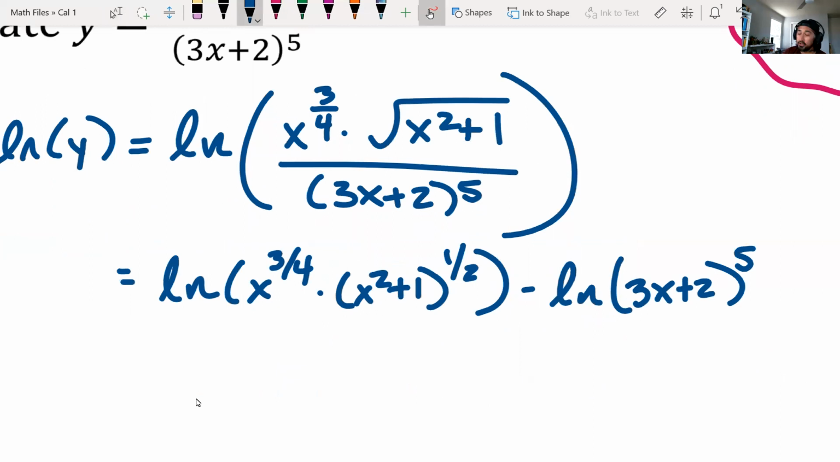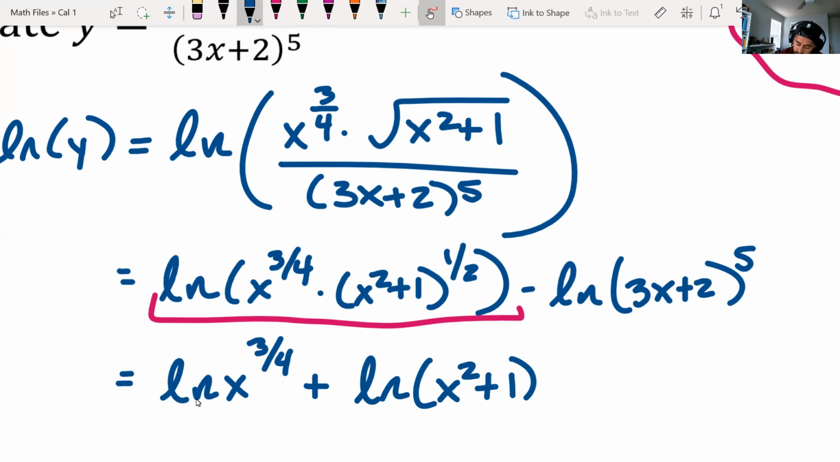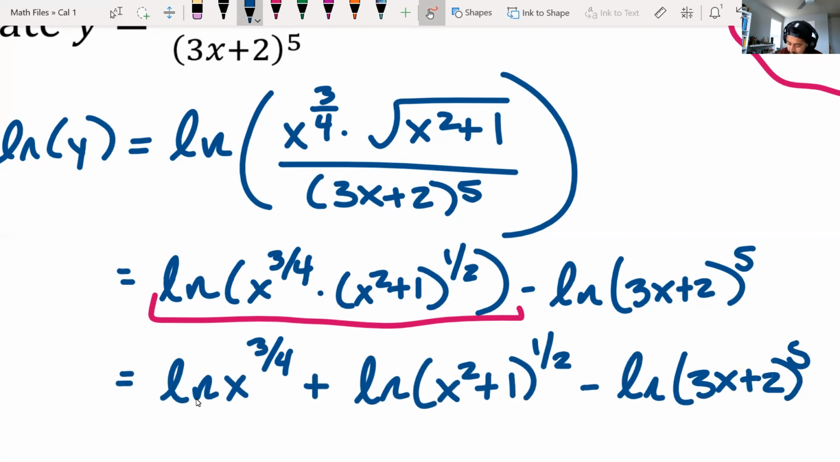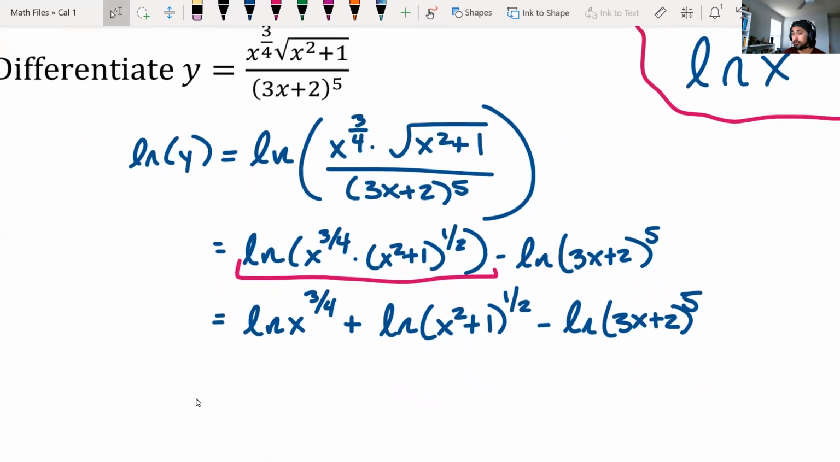And now we're going to have to break up this natural log by doing product to sum. So this means that you'll get natural log x to the 3/4 plus natural log x squared plus 1 to the 1/2 minus natural log 3x plus 2 to the 5th. All right, everybody good so far?